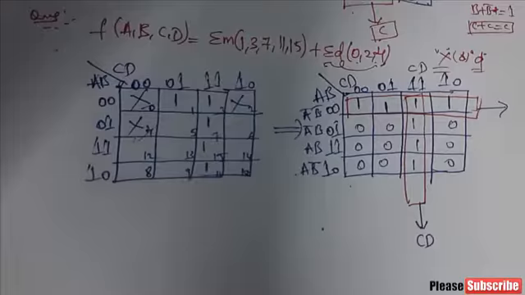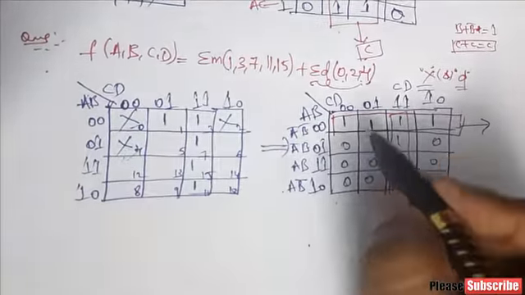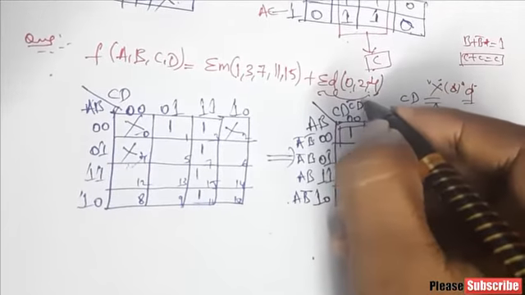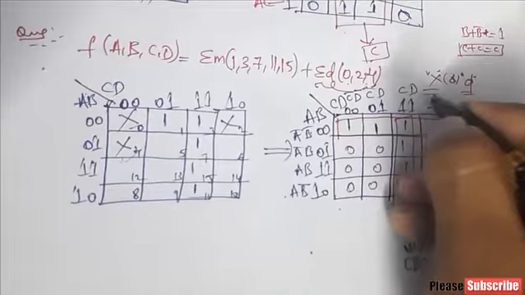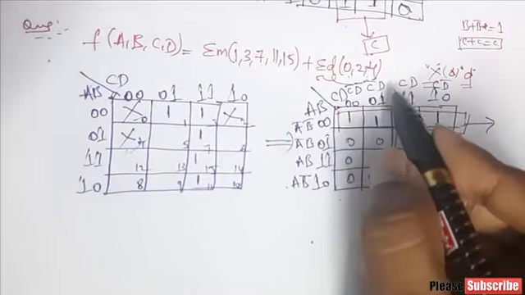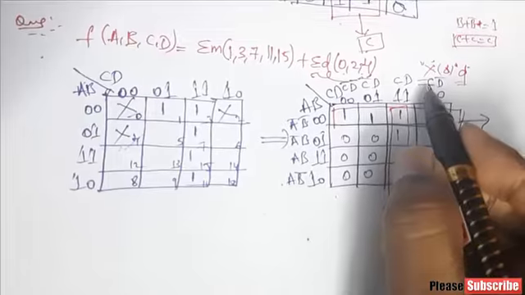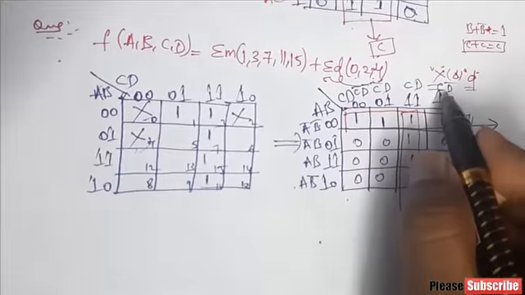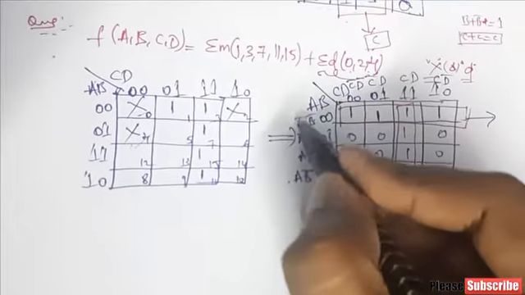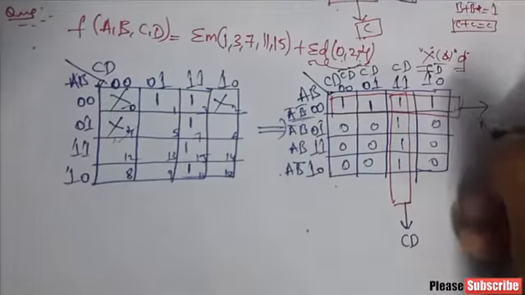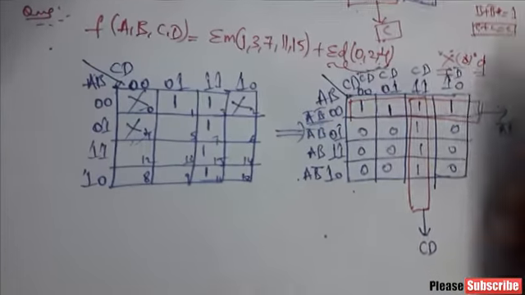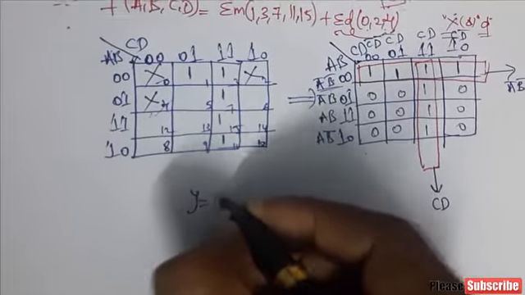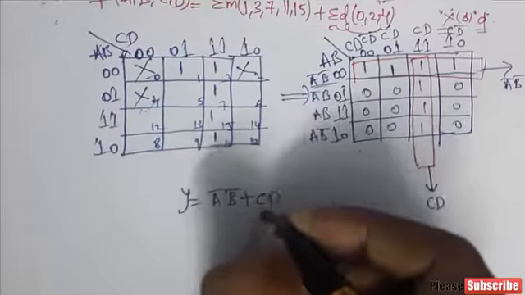Here if you see, this will be the C bar D bar, C bar D, C D, C D bar. Here you can see C plus C bar is equal to 1, C plus C bar is equal to 1. Here D plus D bar is equal to 1. Here D plus D bar is equal to 1. Here total will become the 1. Hence you will get A bar dot B bar, sorry. Hence the output expression will be Y is equal to A bar B bar plus C D.